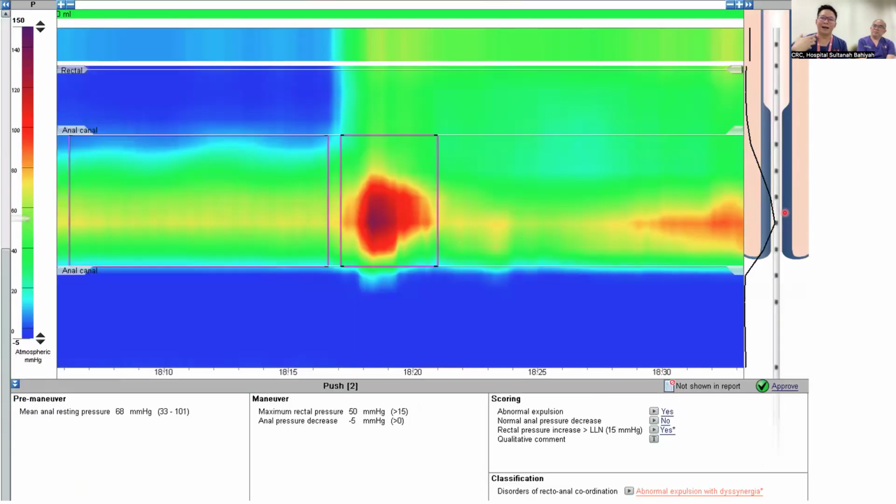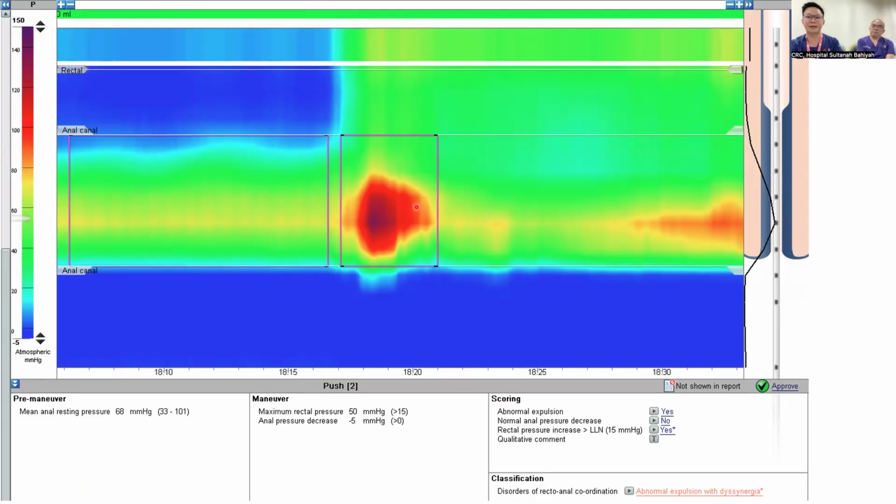So what does a dyssynergia look like? In this patient, we told the patient to push over here at this point of time. We asked them to push. You see that the rectal muscle pressure increases. Well done. So the propulsion is present. But look at the anal sphincter. Remember this band here is the anal sphincter?